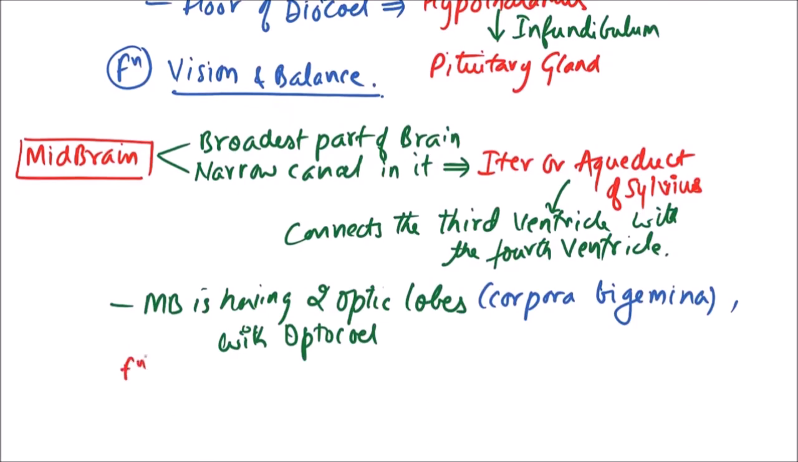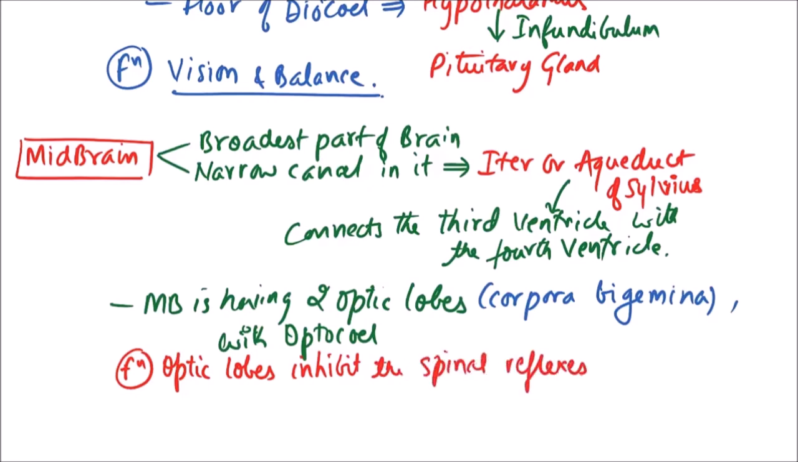Now the function of midbrain is that the optic lobes in midbrain inhibit the spinal reflexes and also control the opposite side of body.